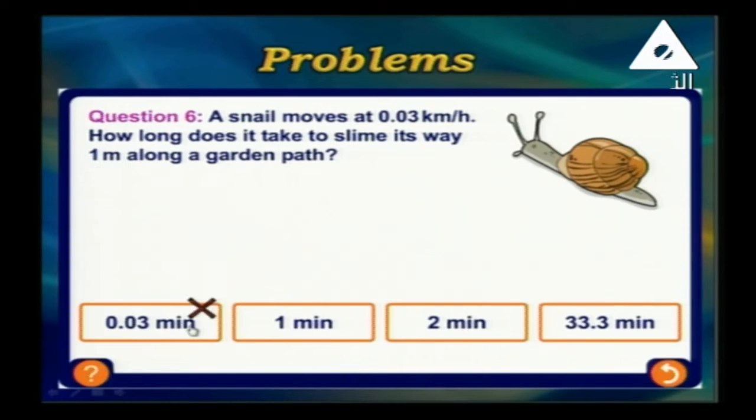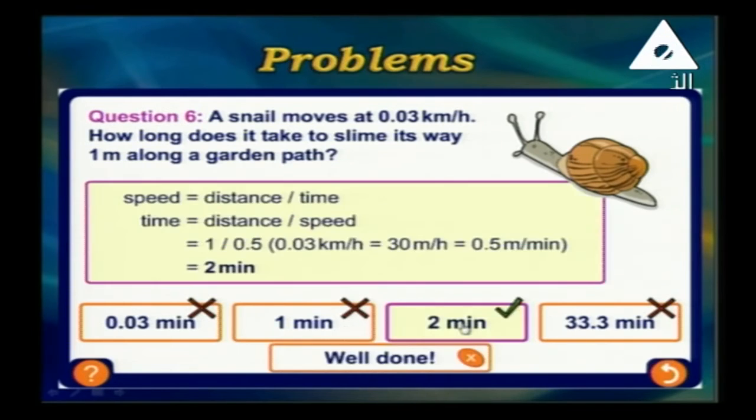Is it 0.03 minutes? No way. Is it 1 minute? No way. Is it 33? No way. It's 2 minutes. Why? Because time equals distance divided by speed. 0.03 kilometer per hour equals 30 meter per hour, or 0.5 meter per minute. So I need it in minutes, or seconds, or anything like this.